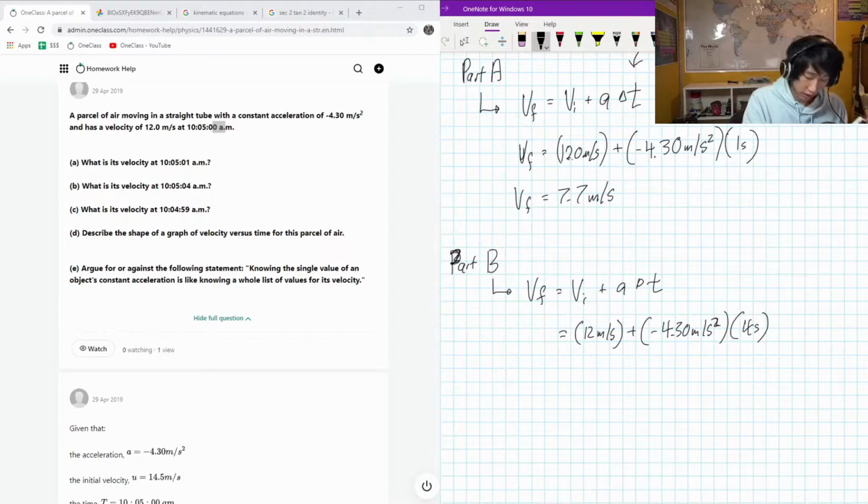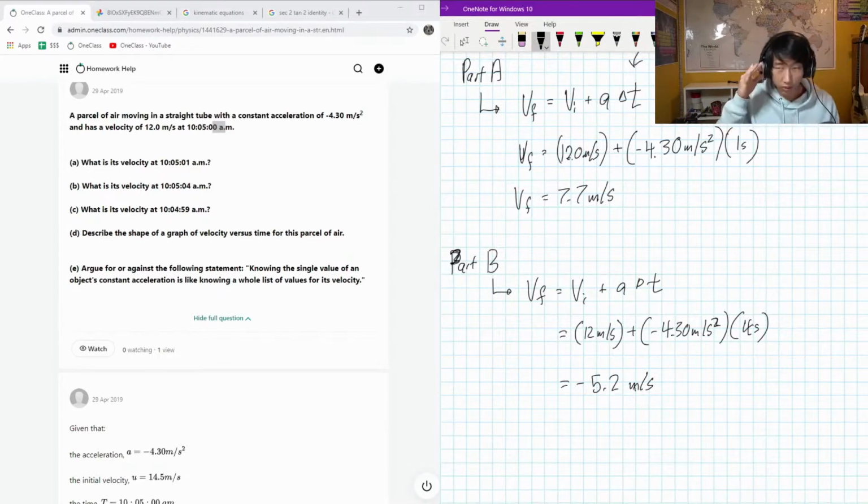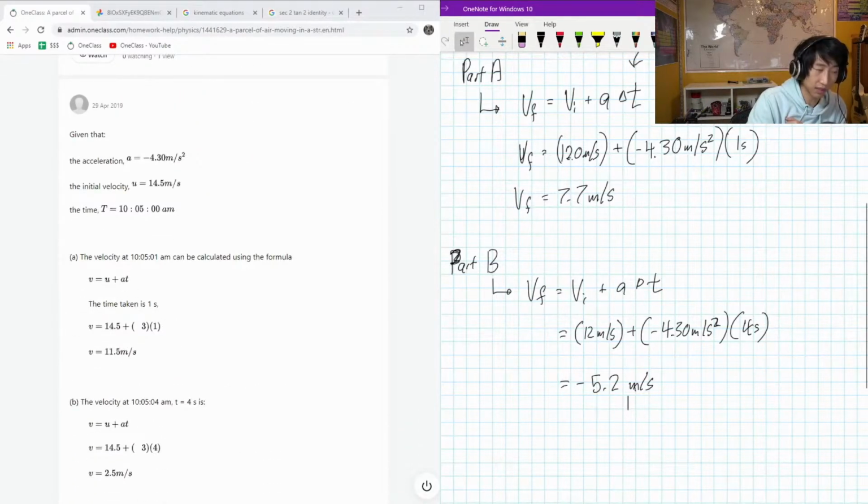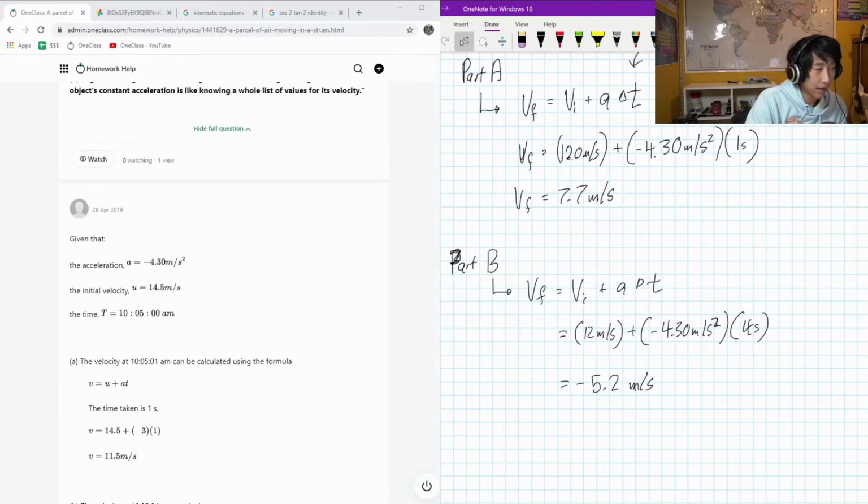Okay, so in this case, 12 minus 4.3 times 4. I guess we don't really need brackets. This is going to be negative 5.2 meters per second. Okay, so essentially you were going here, but you were decelerated so much that you started to go in reverse. It's pretty much what's going on here, and if they're still using the same value here, unfortunately that's not going to be possible.